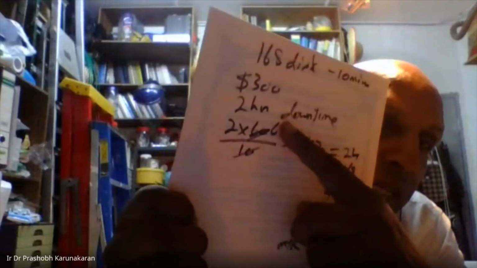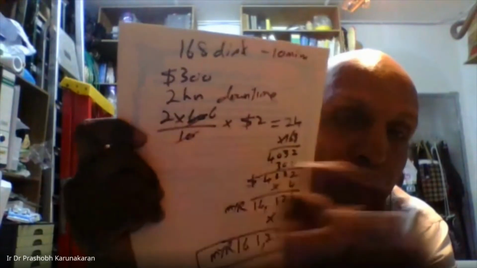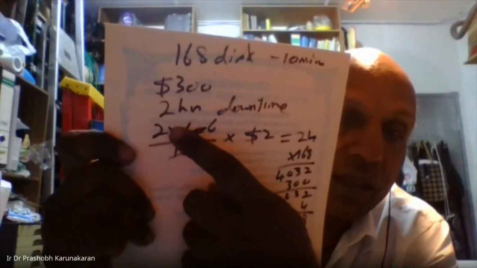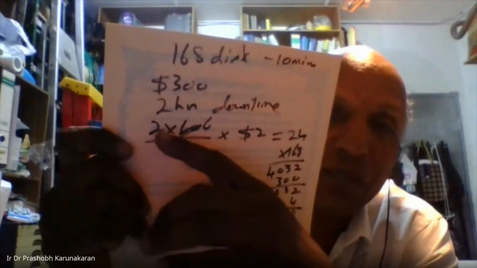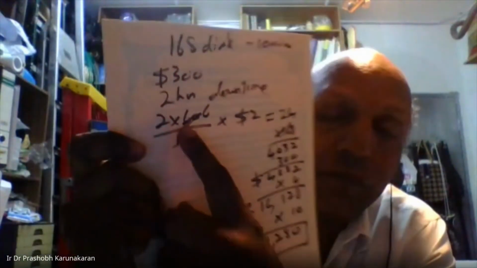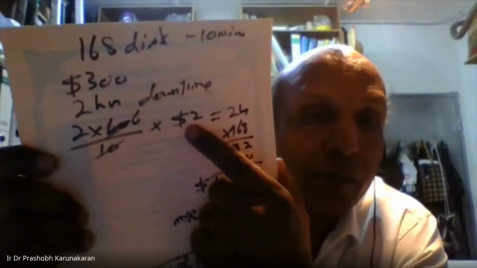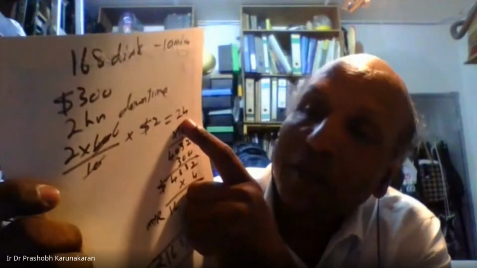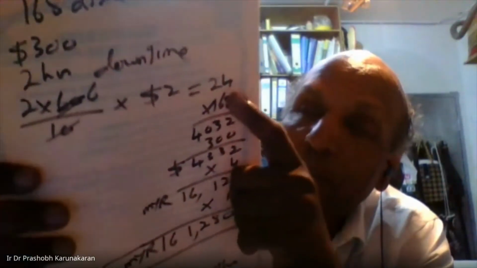Okay, so $300 will change the parts. There'll be two hours of downtime to repair the machine after the crash. Okay, it's a very messy situation once it crashes, like rubbish all over the place. Okay, and then 2 hours times 60 minutes, divide by 10 minutes for one cycle, times $2 per disc, American dollars. So it's $24 per disc, okay? But the 168 discs, okay?